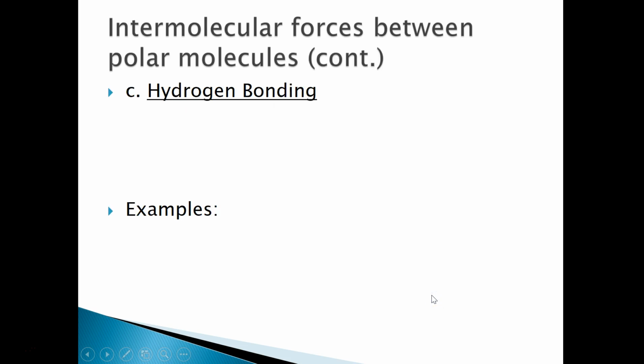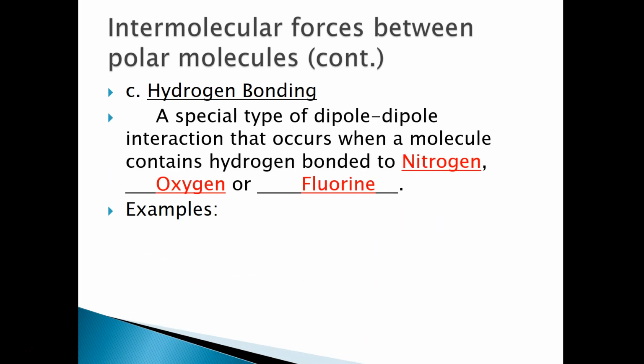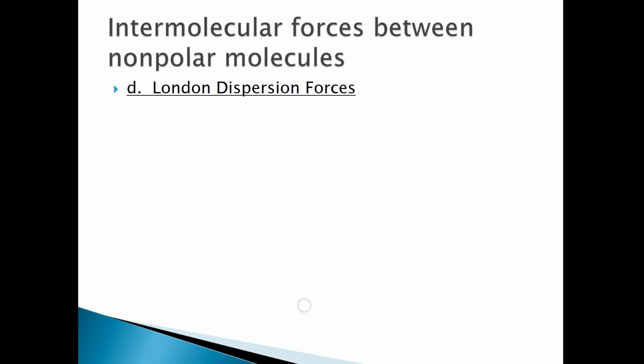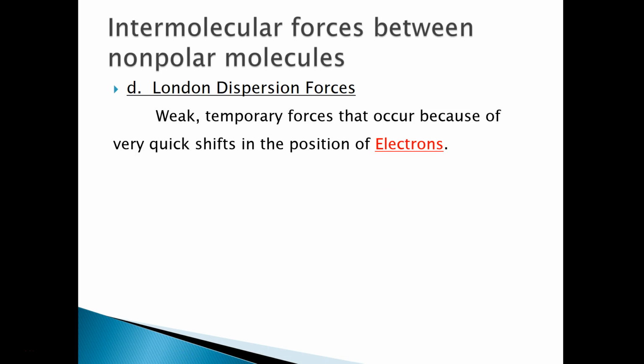Okay, now hydrogen bonding is a special kind of dipole-dipole interaction where a molecule will contain a hydrogen atom bonded to either nitrogen, oxygen, or fluorine. So good examples of this are water and ammonia. Now, hydrogen bonding is a much stronger type of dipole-dipole bonding than standard dipole-dipole bonding, so it deserves its own special category. The next is London dispersion forces. Now, London dispersion forces are weak, and they're caused by temporary forces that occur between very quick shifts in the position of electrons.